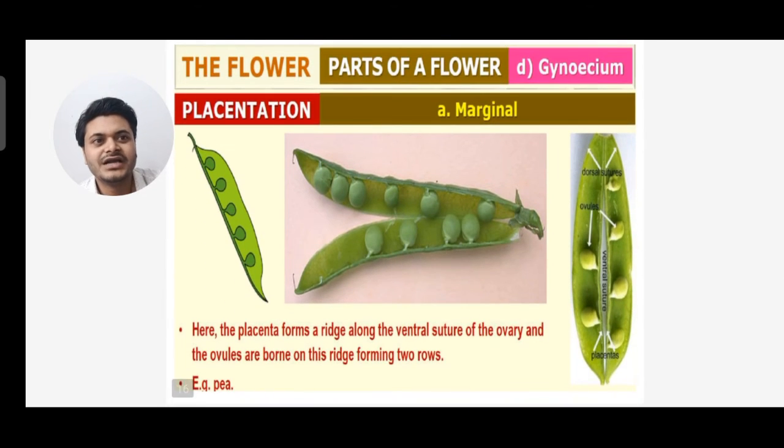First, marginal placentation. Here the placenta forms a ridge along the ventral suture of the ovary, and the ovules are borne on this ridge forming two rows. Example: pea. You can see the ovule diagram on the right hand side.